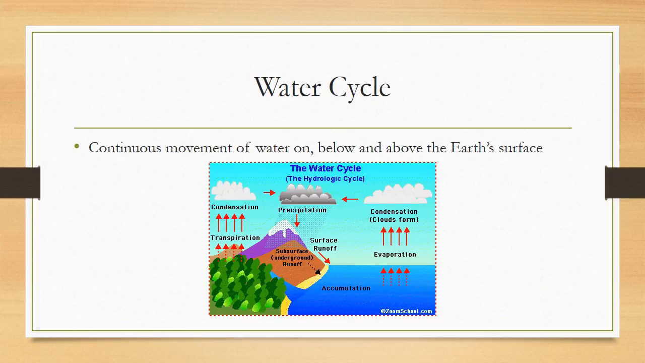The water cycle. The water cycle is the continuous movement of water on, below, and above the Earth's surface. The water cycle is the process by which water goes between being a solid, a liquid, or a gas. We can also see in this picture evaporation, condensation, and precipitation, as well as transpiration coming off from the trees, and these terms will be covered in the next few slides.